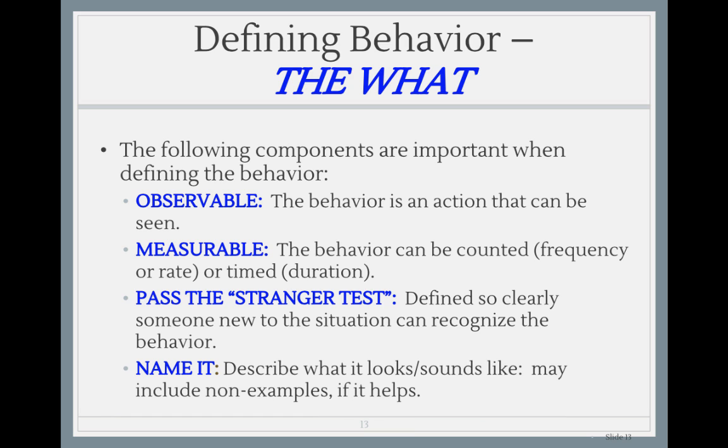As we begin to talk about observing student behavior and the different ways in which we can structure observations, it's important to review some of the ideas that were discussed in Video 1. In order for everyone to have the same understanding of the behavior, an important step is to define the behavior. If we don't define the behavior clearly and concisely, everyone may have a different understanding of what is going on. This is called operationally defining the behavior. There are 4 components to consider when operationally defining behavior. They are observable. The behavior is an action that can be seen. The definition has to be measurable. The behavior can be counted or timed.